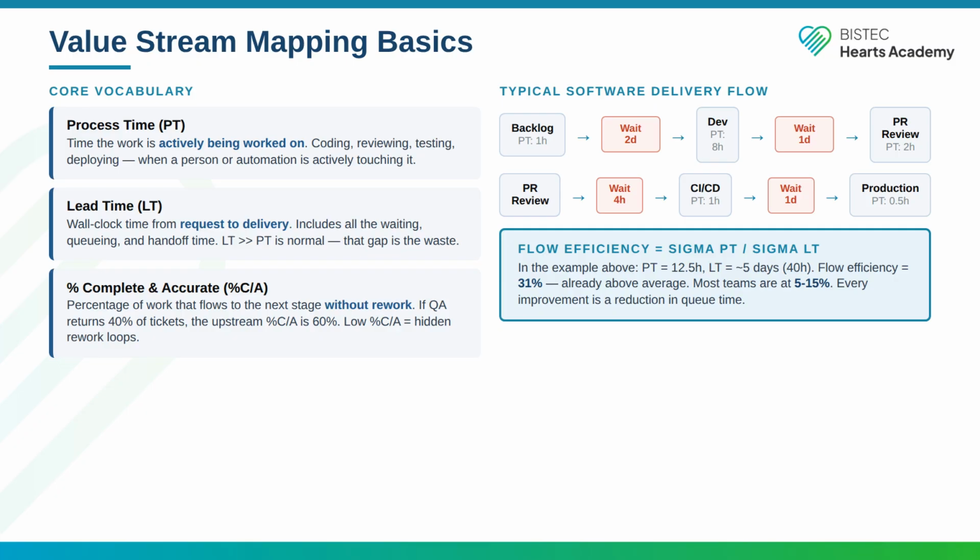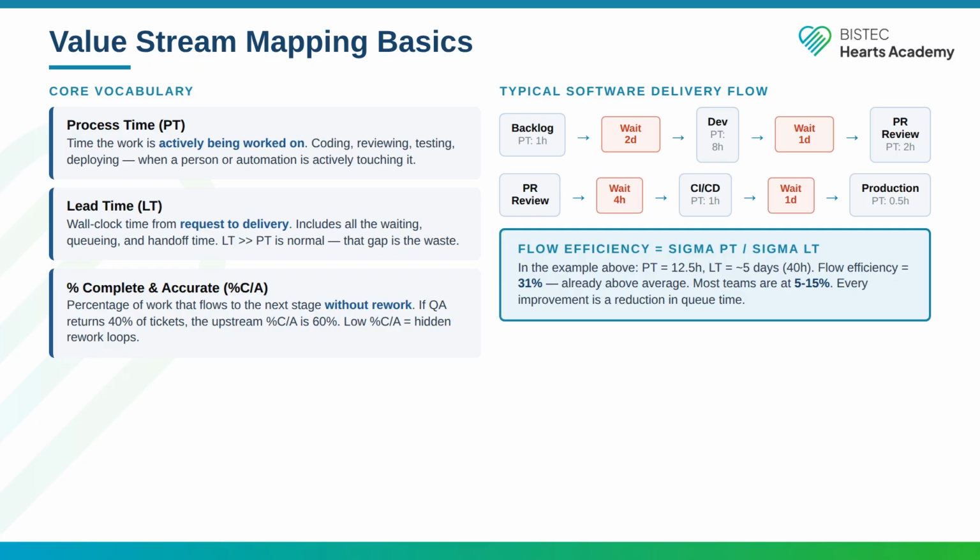Flow efficiency is total process time divided by total lead time. For most software teams, flow efficiency is between 5 and 15%. That means 85 to 95% of the time a feature spends in progress is wait time, not actual work. That number is usually shocking to engineers who assumed the bottleneck was someone working too slowly. It is almost never that. The bottleneck is the queue, the approval gate, the environment that is not available, the dependency team that is backlogged.